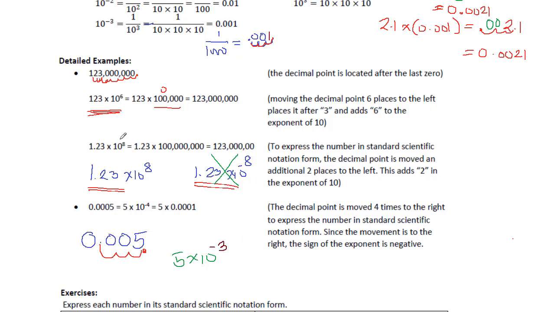So again here, if you move the decimal place towards the left, that means the exponent is positive. Here, in the same way, it will be a negative exponent. So let's try to do some exercises.